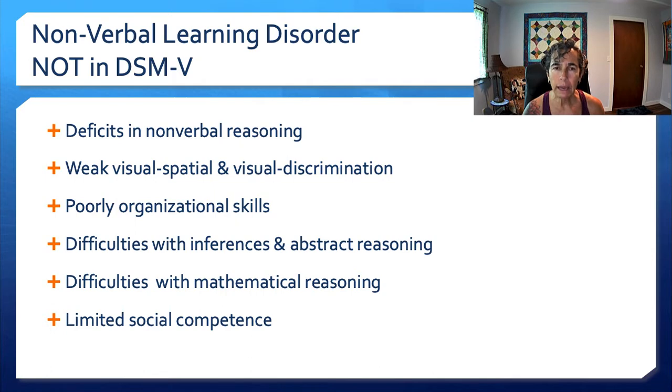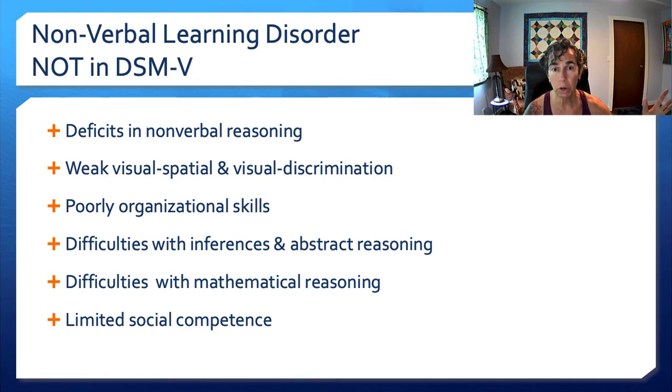Now we're going to look at a condition called nonverbal learning disorder. It's actually not in the DSM-V, interestingly, and there's an article about it that's linked in the presenter notes if you want to know more. We see this pattern in kids that OT often gets referrals for, and here's the pattern. There's deficits in nonverbal reasoning, right?